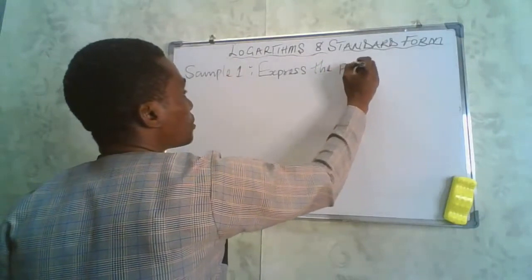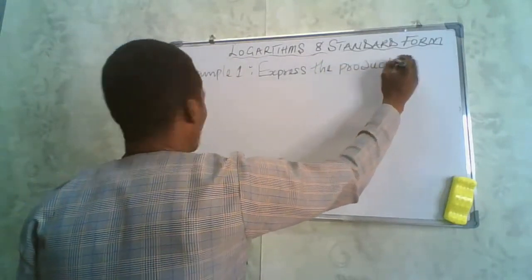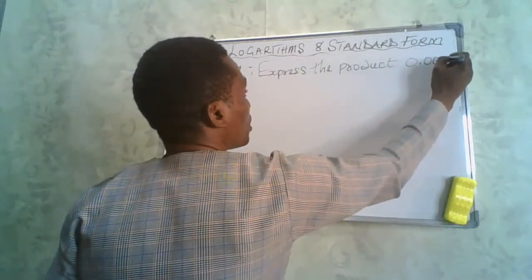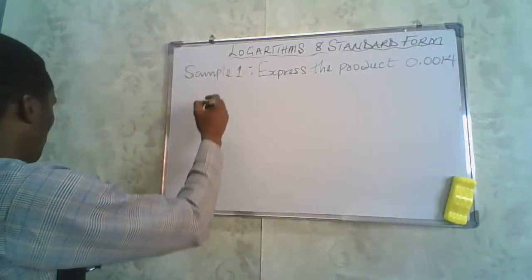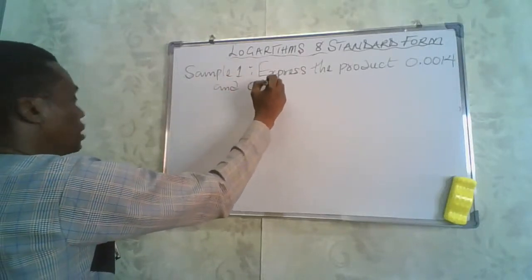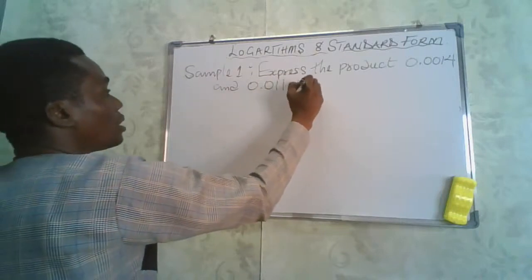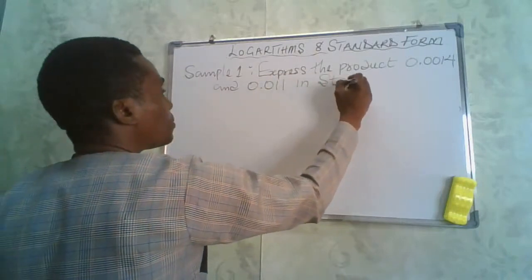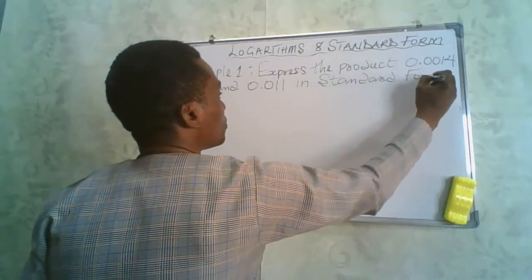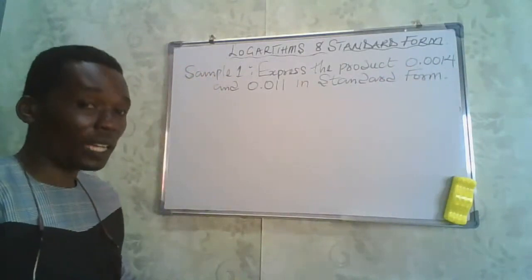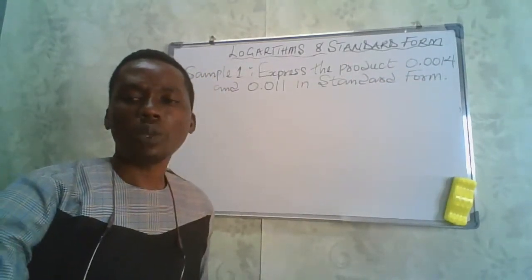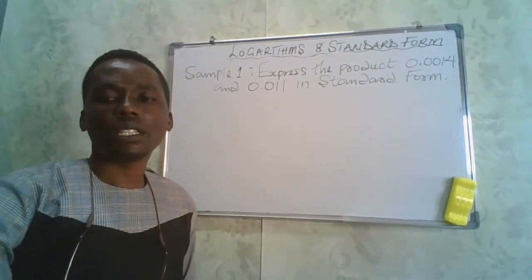the product of 0.0014 and 0.011 in standard form. So we are asked to express this in standard form. So how do we express this in standard form?